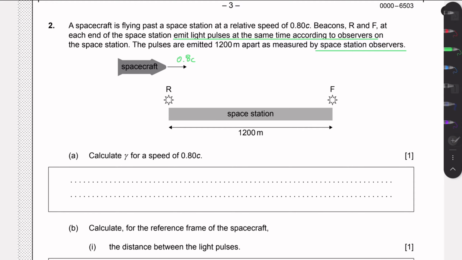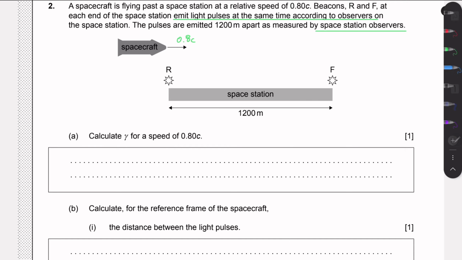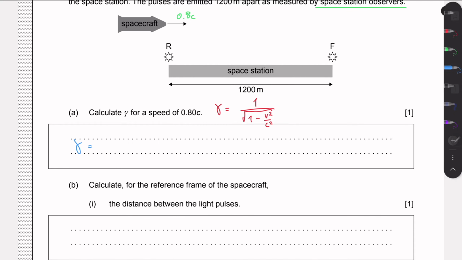So firstly, we need to calculate this gamma factor. And well, we can just use the equation that gamma is equal to 1 over the square root of 1 minus v squared over c squared. We are told that v is 0.8c. So if we plug these values in, we will just have 1 over the square root of 1 minus 0.8 squared. So this will be 5 over 3, or approximately 1.67.